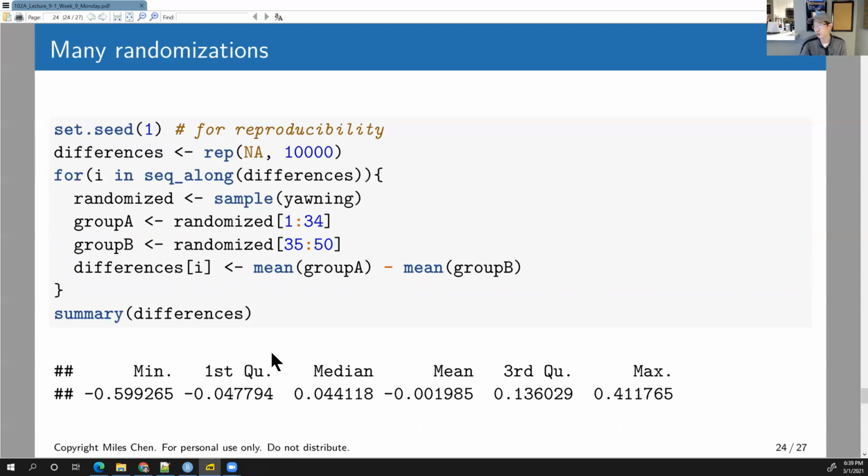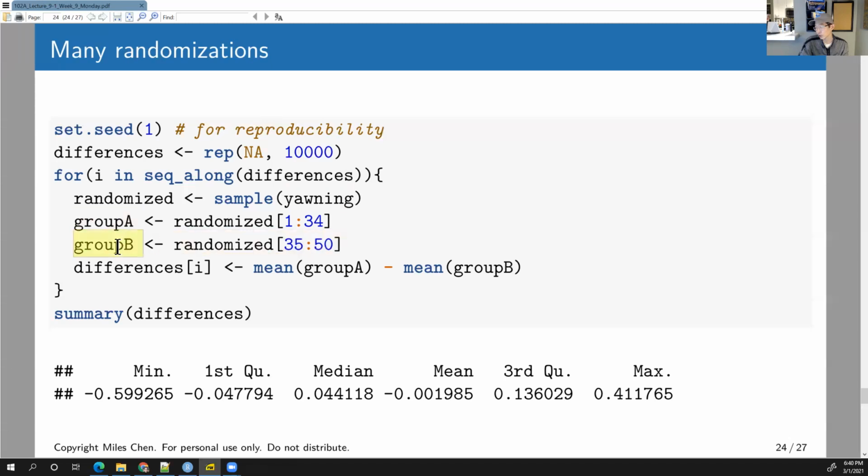We're going to do this a whole bunch of times, 10,000 times, and record all of the differences. I'm going to create an empty vector of 10,000 values. Then for each iteration, I take that yawning vector of length 50 and shuffle those 50 values. We take the first 34 values and put them into group A, and the last 16 values and put them into group B.